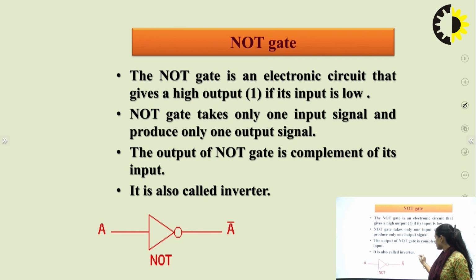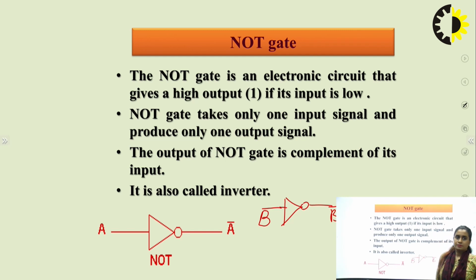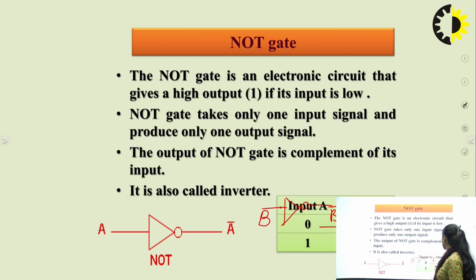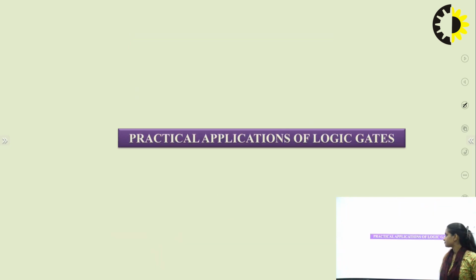This is how it is represented. A triangle, with a circle in front of the triangle. 1 input, 1 output. If the input is A, output is A bar. If the input is B, output is B bar. How do I draw the truth table for it? For 0, output is 1. For 1, output is 0.